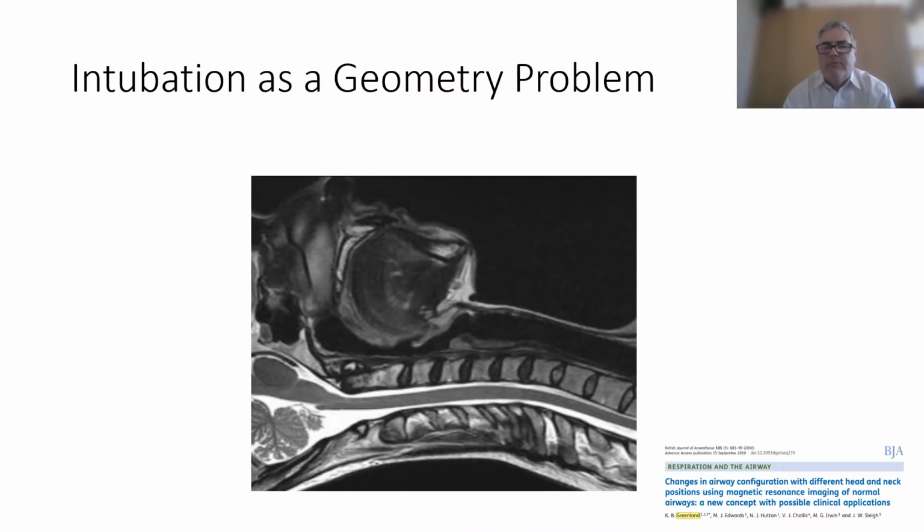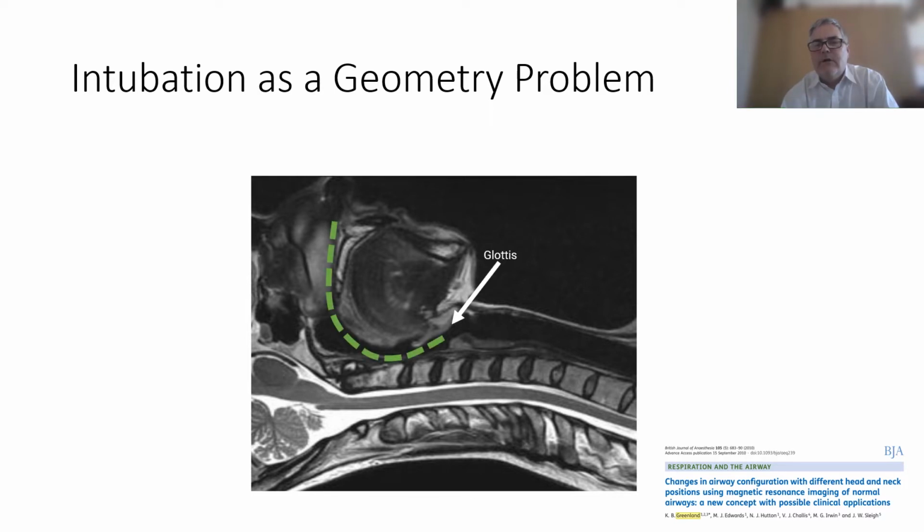Okay, the geometry problem of intubation. This is a cross-section of the natural human airway. Ken Greenland introduced a very nice model in 2010. This model has not been widely disseminated, so I would encourage you to pull this paper and disseminate this model. This model makes much more sense than the three-axis model in terms of explaining both direct laryngoscopy and video laryngoscopy. So here's the glottis.